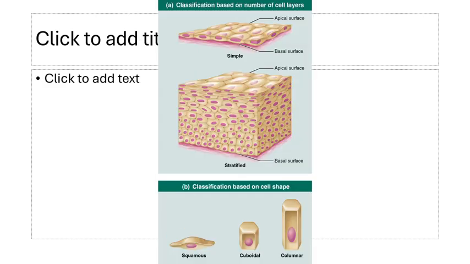We can classify the epithelial tissue into two main groups, one layer or multi-layer. The one layer is called simple and multi-layer is called stratified. Regarding the shape, the one layer can be grouped into simple squamous, simple cuboidal, or simple columnar. And the stratified could be stratified squamous, stratified cuboidal, and stratified columnar.